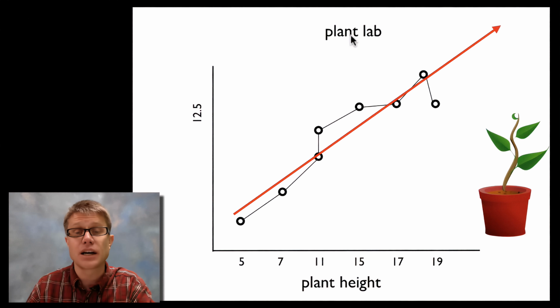Number 1, let's start with the title. So it's got a title, but the title isn't very descriptive. The title should show me what's going to be on my X and what's going to be on my Y axis. So like the relationship or the relation of fertilizer to plant height.